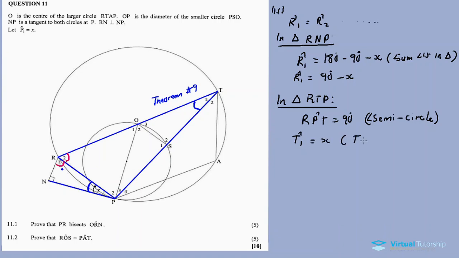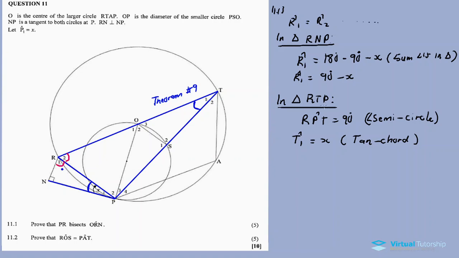Why? It's because of the tan chord theorem. Tan chord. So T1 as well as 90 degrees. Let's calculate R2 and see if it is equal to 90 degrees minus X.